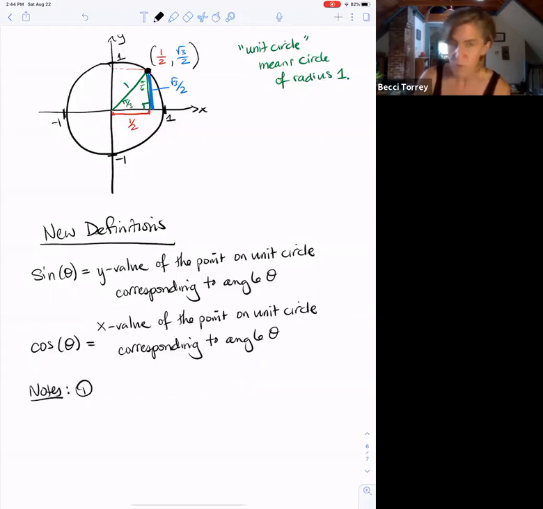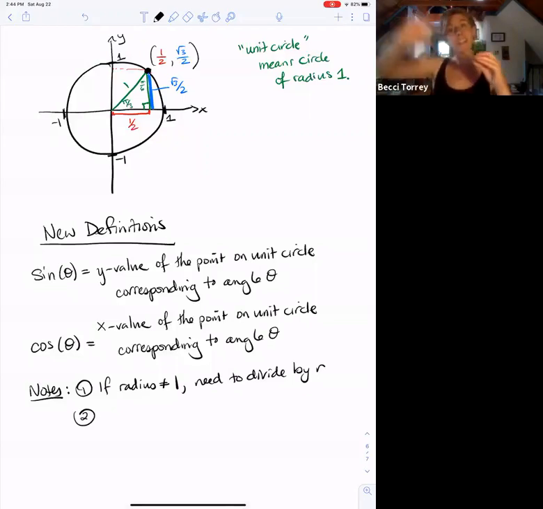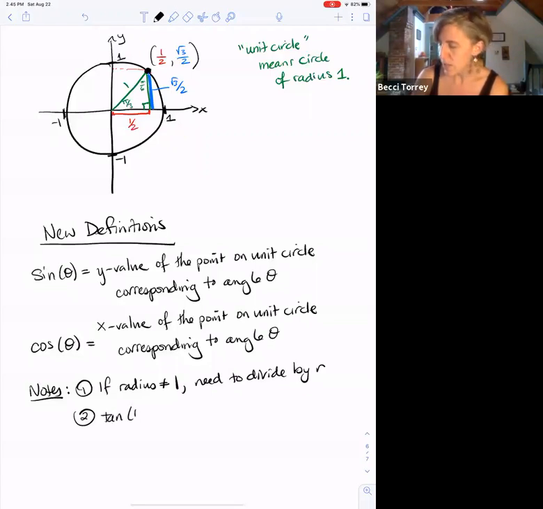Like I said before, we use radius 1 because it's super convenient. We don't have to divide by the radius. But if the radius of your circle is not equal to 1, you need to divide by r. So those definitions become slightly more complicated. You have to divide by the radius, and that's what makes it the same no matter how big or small your circle is. And then of course tangent, and also secant and cotangent, you just define from the sine and the cosine.